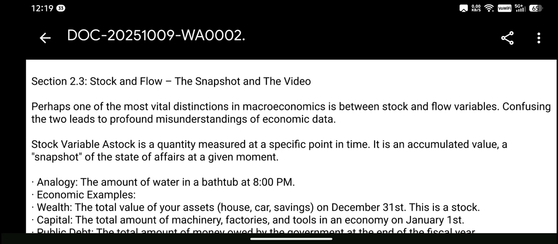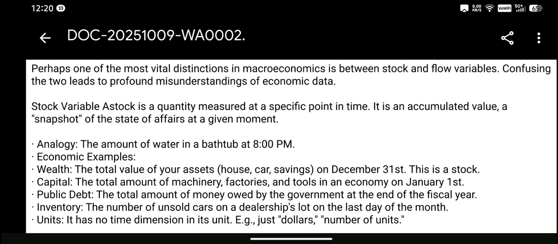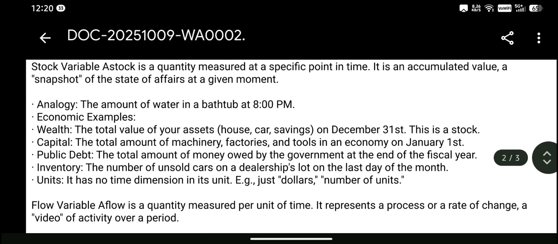Stock variable: a stock is a quantity measured at a specific point in time. It is an accumulated value, a snapshot of the state of affairs at a given moment. Analogy: the amount of water in a bathtub at 8 pm. Economic examples: wealth, the total value of your assets, house, car, savings on December 31st. This is a stock. Capital, the total amount of machinery, factories, and tools in an economy on January 1st.